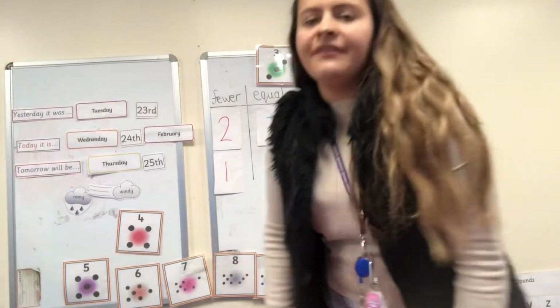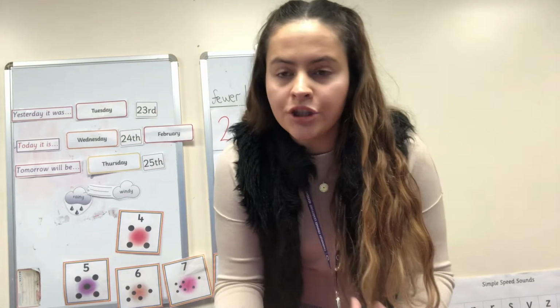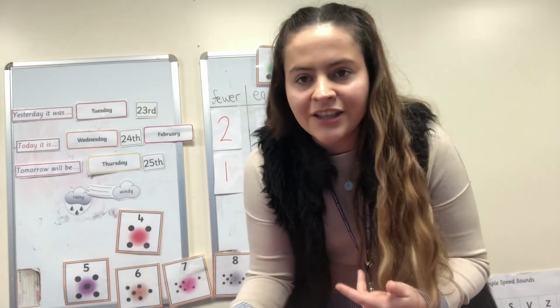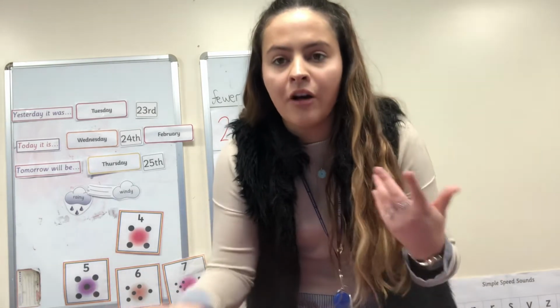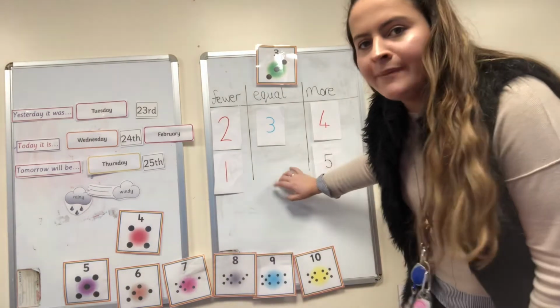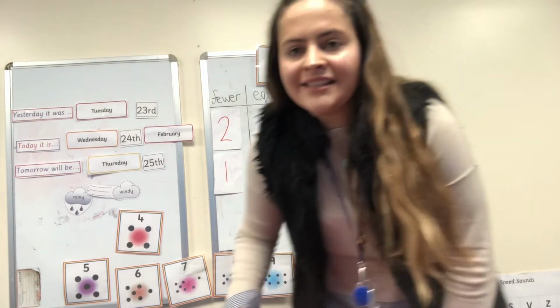Brilliant, well done. Now, if you wanted, then you can use different numbers. You could use numbers to 20. So you could use the number 16 as your number and think of numbers that are fewer or more and equal to, okay? So remember to draw your table if you can, and then send us some pictures of your work, okay? So have a go at that, see how you get on, okay?